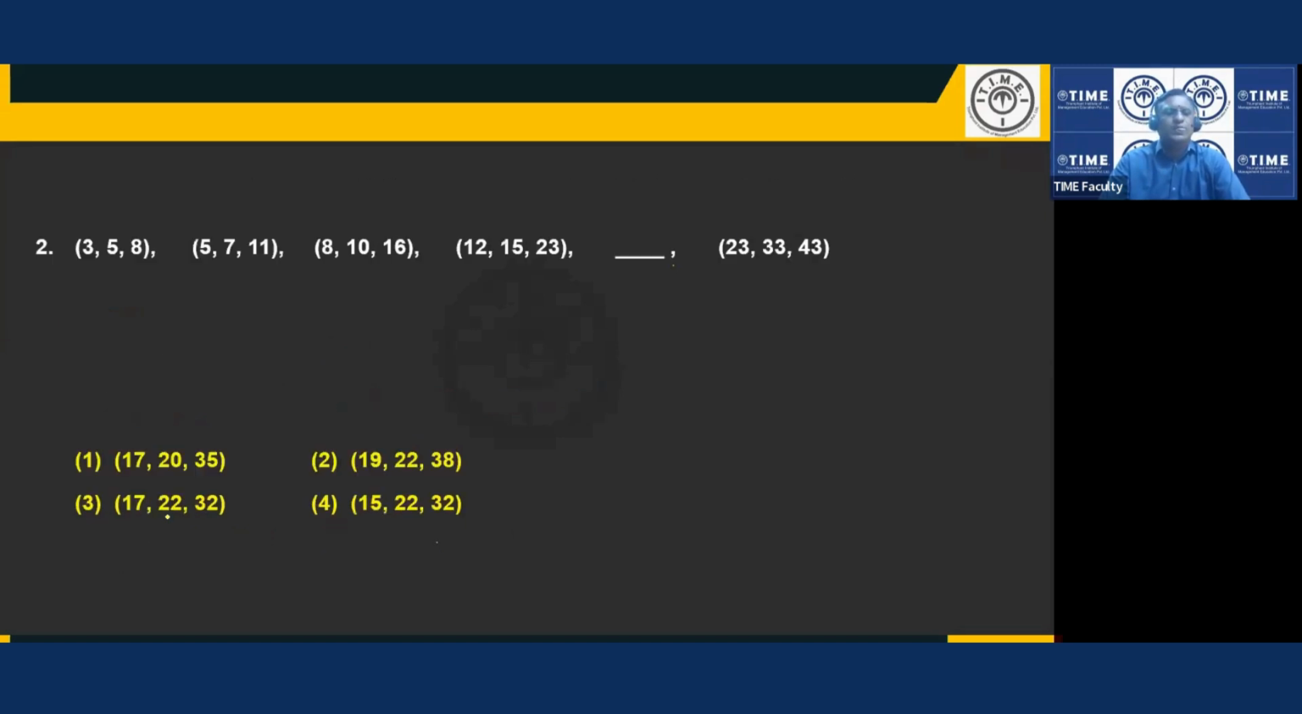Next. See, this is a set of three numbers. Let us see the relation between the first number of each set, the second number of each set, and the third number of each set. The first number goes 3 to 5, 5 to 8, 8 to 12. 3 to 5 is plus 2, 5 to 8 is plus 3, 8 to 12 is plus 4. According to the same pattern, plus 5. 12 plus 5 is 17.